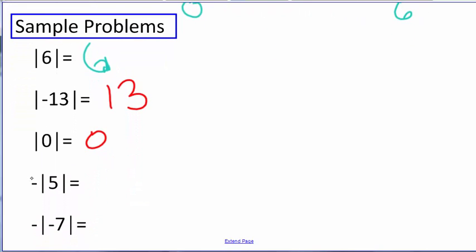Here, the way I'd read this next problem: what is the opposite of the absolute value of 5? So first, I'd find the absolute value of 5. The absolute value of 5 is 5. But now I want to find, well, what's the opposite of 5? That's negative 5. And this next question, what's the opposite of the absolute value of negative 7? So again, first I want to find the absolute value. The absolute value of negative 7 is just positive 7, and the opposite of 7 is negative 7.